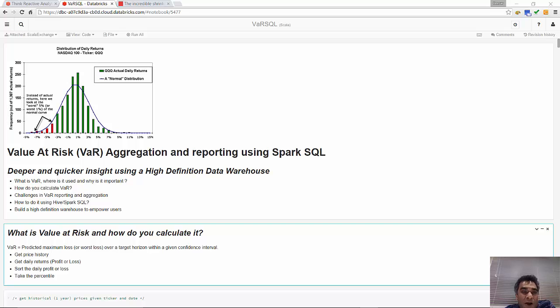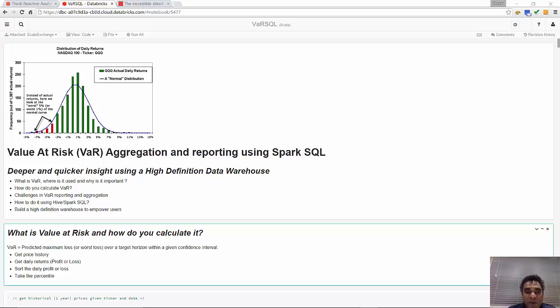I'm also going to briefly cover how you calculate value at risk, and the challenges of value at risk aggregation using traditional databases, and why Hadoop makes a difference. After that, I'm going to show you how Spark, Hadoop and Hive transform value at risk reporting and aggregation and allow users to get deep insight on demand. And finally, I'm going to cover how you can extend the same principles to other domains and build a high definition warehouse using the Hadoop and Hive stack and empower your users.